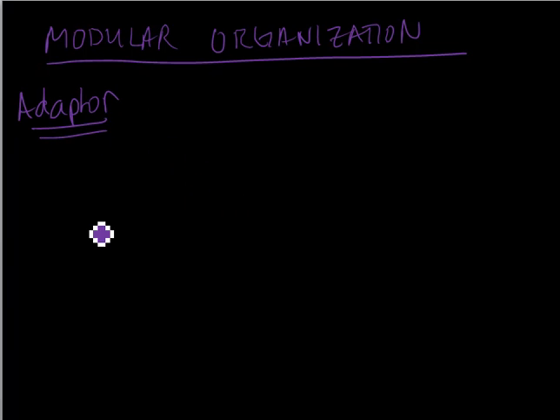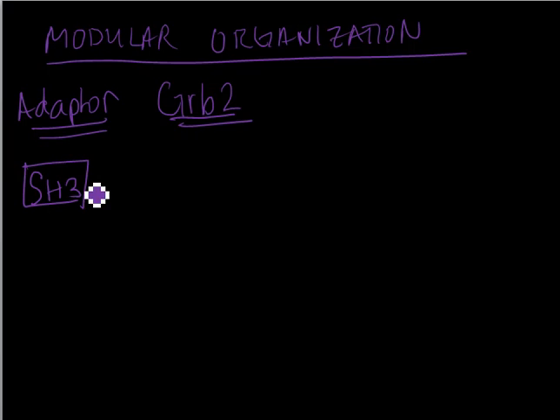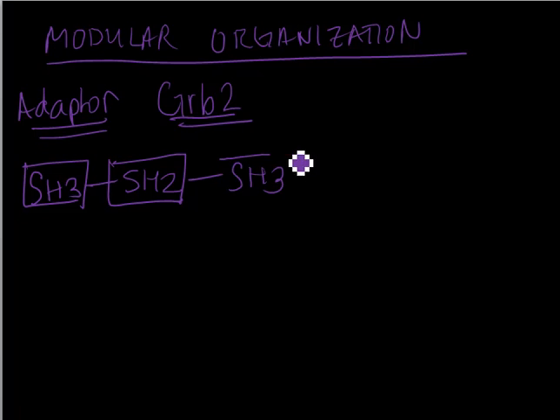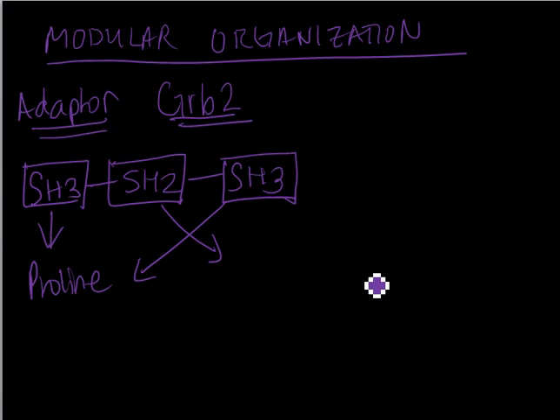So adapter proteins, and we'll talk about what adapter proteins are in a later video, but an example of an adapter protein is GRB2, and this is basically made up of 3 domains: SH3, SH2, and then SH3, and that's it. That is its modular organization. So just a quick review. SH3 domains recognize what? Proline rich motifs, right? So that's for SH3. And SH2, they recognize phosphotyrosine.